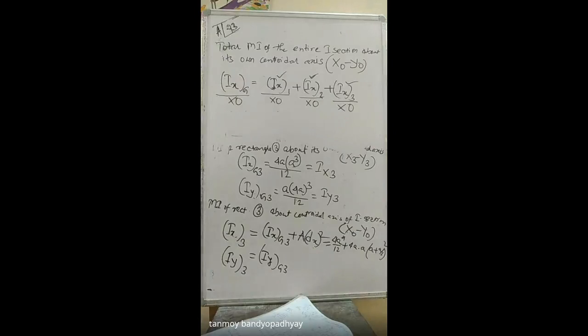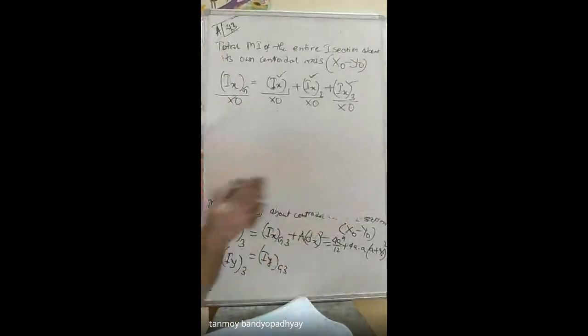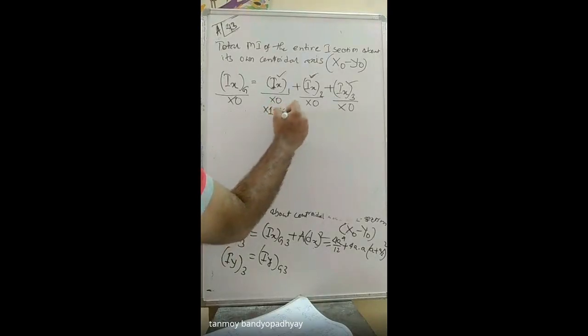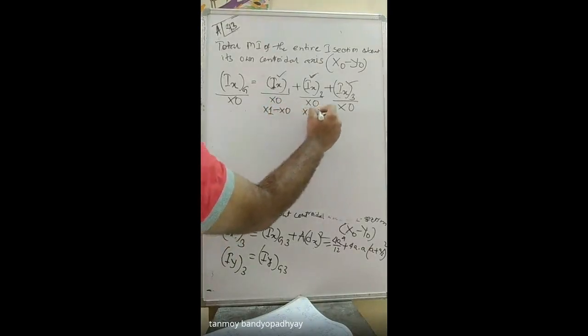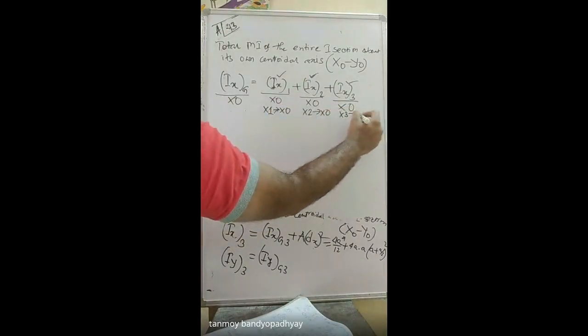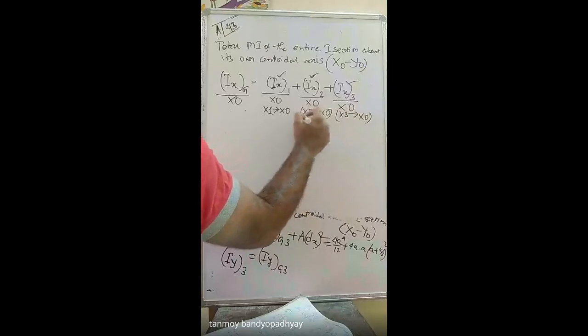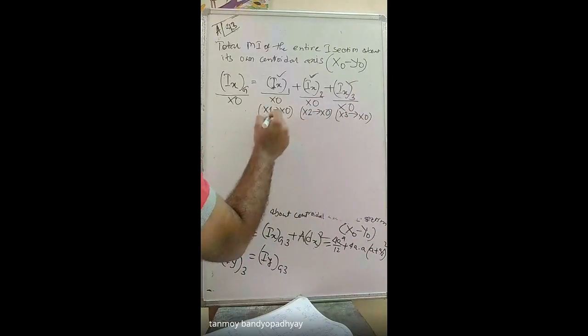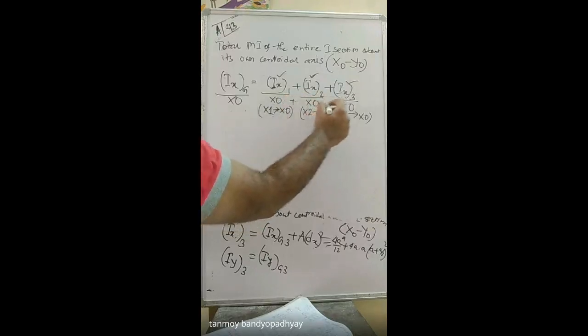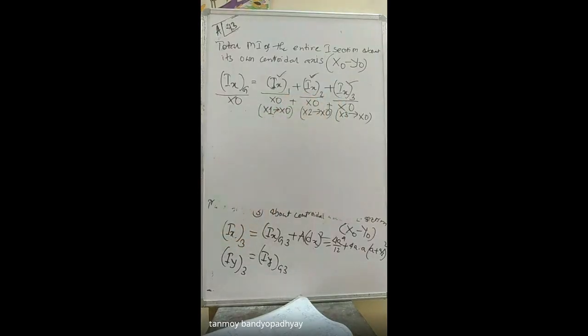And similarly for the y1. If you check, this was initially about x1, we converted it to x0. It was initially about x2, we converted it to x0. It was initially about x3, we converted it to x0. So this was the parallel axis theorem we applied. Now since everything is about x0, they can be directly added. But this one we couldn't have added.